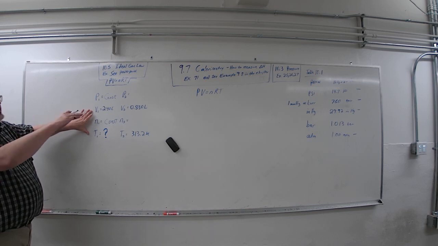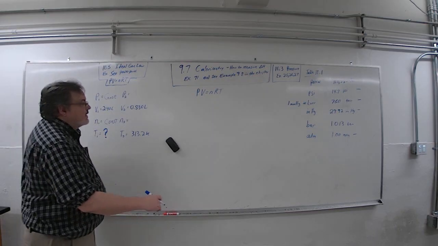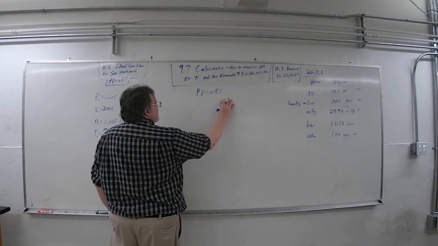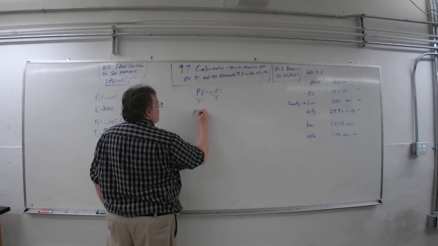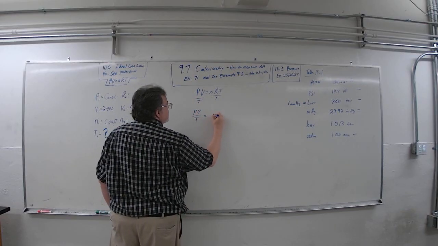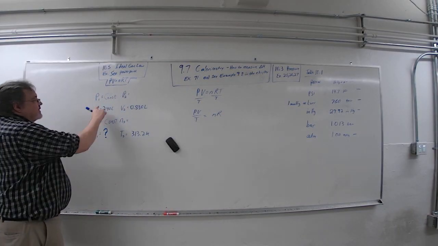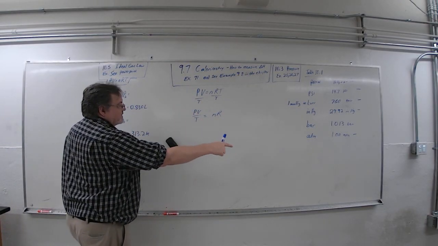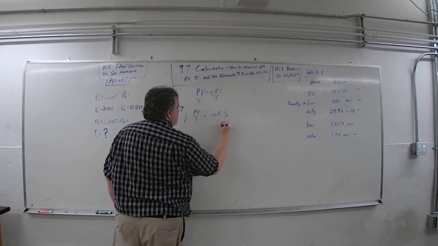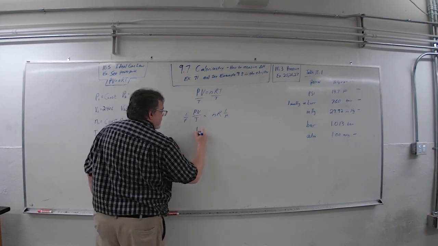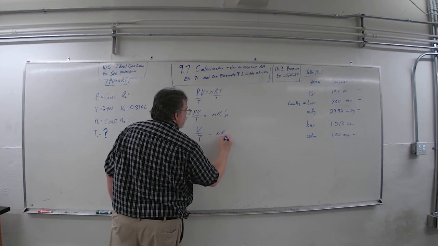So I'm going to use algebra to get volume and temperature on the left and everything else on the right. Divide both sides by T. You get PV over T equals nR. Now I need to get rid of pressure because it stays constant. I want pressure on this side. Divide both sides by pressure. And that gets rid of pressure, and I'm left with nR over P.